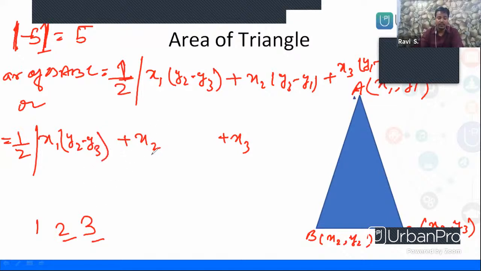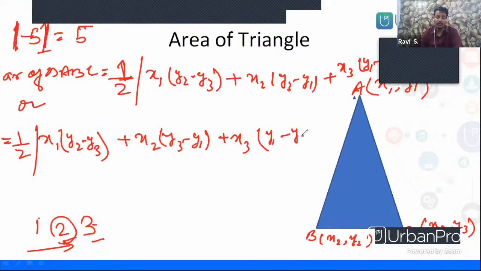Now again, let's come to x2. If it is x2 here, then 3, and again 1 now. So this will be y3 minus y1, guys. And again, the last thing, x3 is here. So again go back like this, 1, 2. So here it will be y1 minus y2.